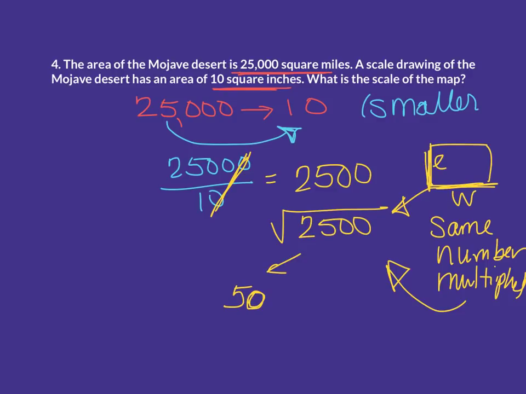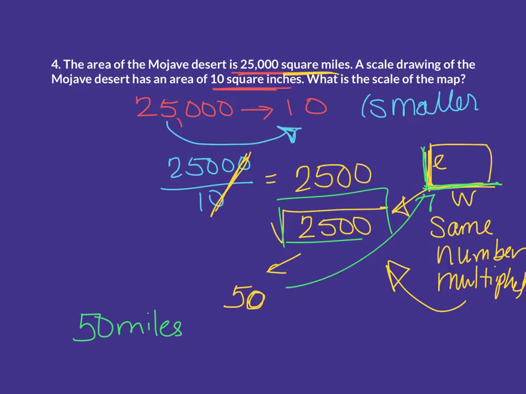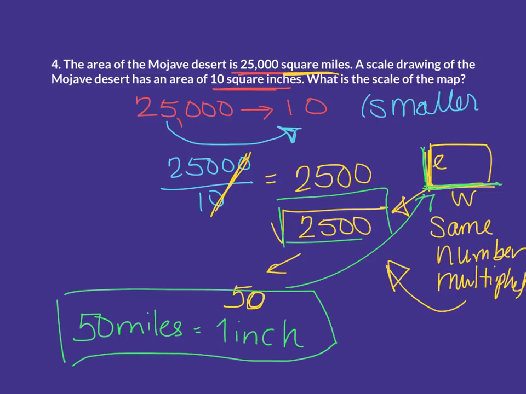So this tells us that for every one, now we're not talking about square miles anymore. Remember, we're talking about the distance of the length and the distance of the width. Both of those were multiplied times 50 in order to give us this 2,500. So therefore, that's telling us that 50 miles in actuality is equal to 1 inch on the map. So that is the scale of the map.